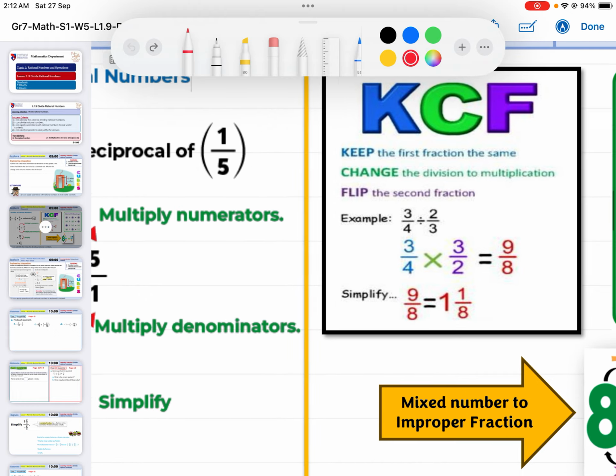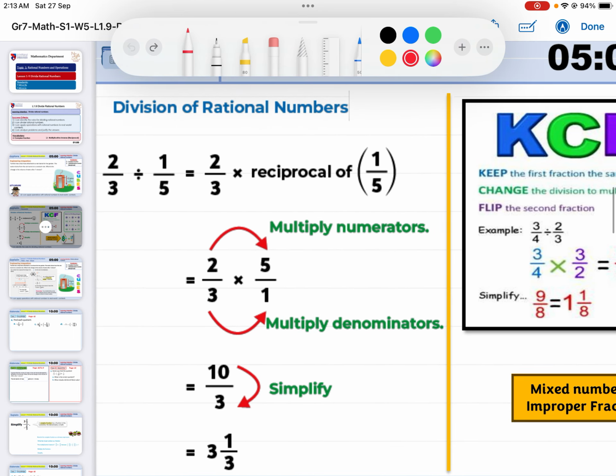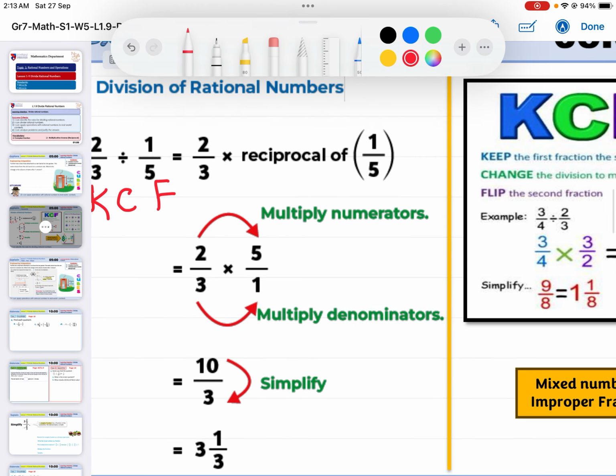So to divide fractions, we use our favorite strategy, KCF. K stands for keep, C stands for change, and F stands for flip. Okay, so for example, here I have these two fractions. The first one, I'm going to keep it. Division will become multiplication, and 1/5, I'm going to flip it into 5/1. Actually, this flipping part has a name. It's called reciprocal. So when someone asks you what's the reciprocal of 1/5, you are going to say it is 5/1. That means you just flip it.